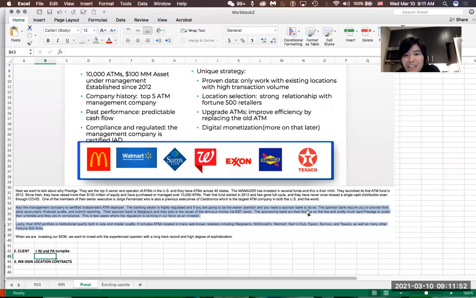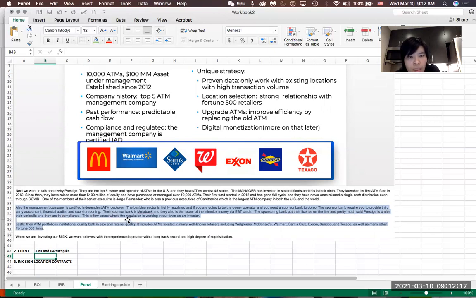You cannot just buy an ATM and say, hey, I have the money here, I will charge you $3 per transaction. You cannot. You have to associate with a bank, right? So this sponsor bank requires you to provide a third-party accountant, financial audit, and then submit the reporting every 2 to 3 years. You have to pass that audit in order to be sponsored.